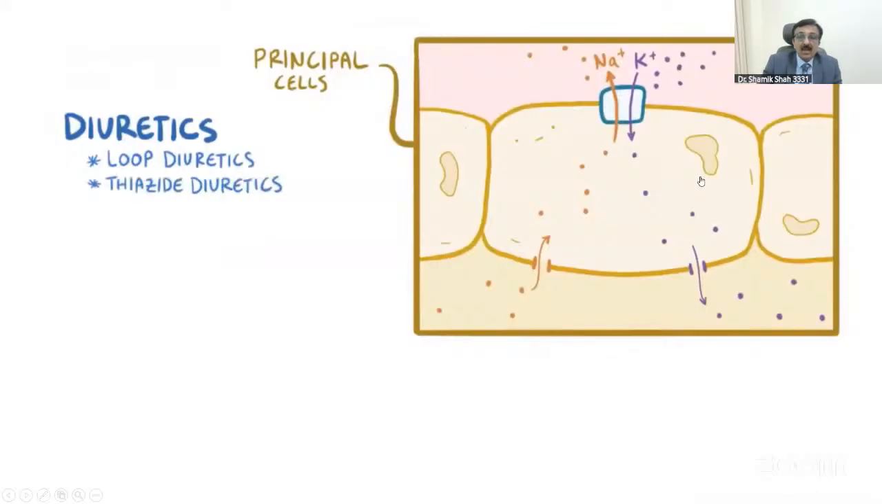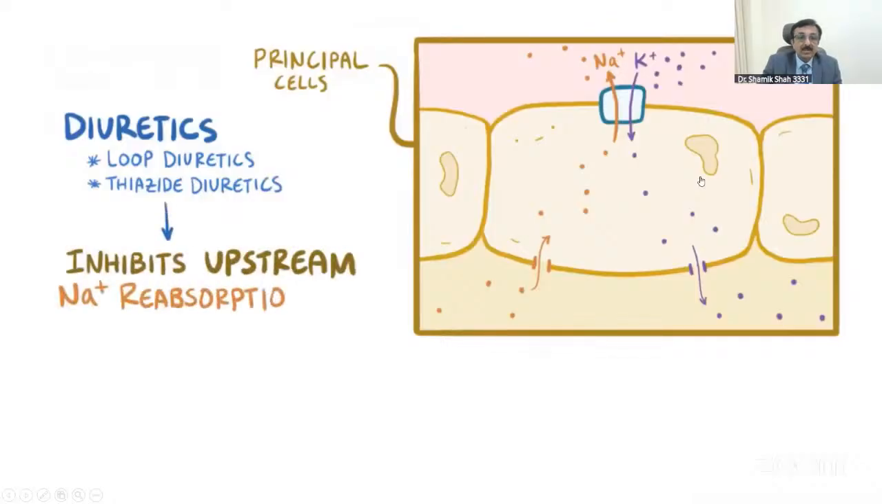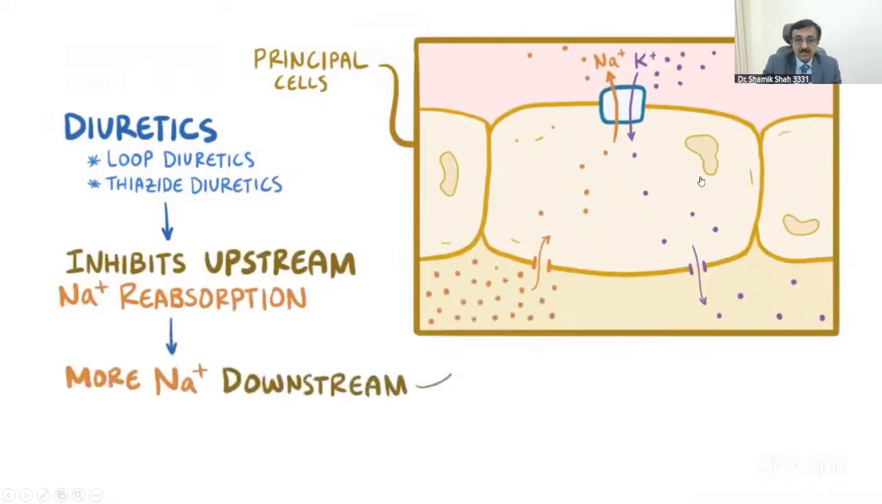Diuretics also cause hypokalemia, and how do they cause that? The loop diuretics and thiazide diuretics inhibit the upstream sodium reabsorption in the loop of Henle. So more sodium is delivered to the distal tubule downstream, right? When there is more sodium in the distal tubule, because of the concentration gradient, this sodium moves inside the principal cells, stimulates the sodium-potassium ATPase pump, and so more potassium moves from the blood into the principal cells and is excreted in the urine.